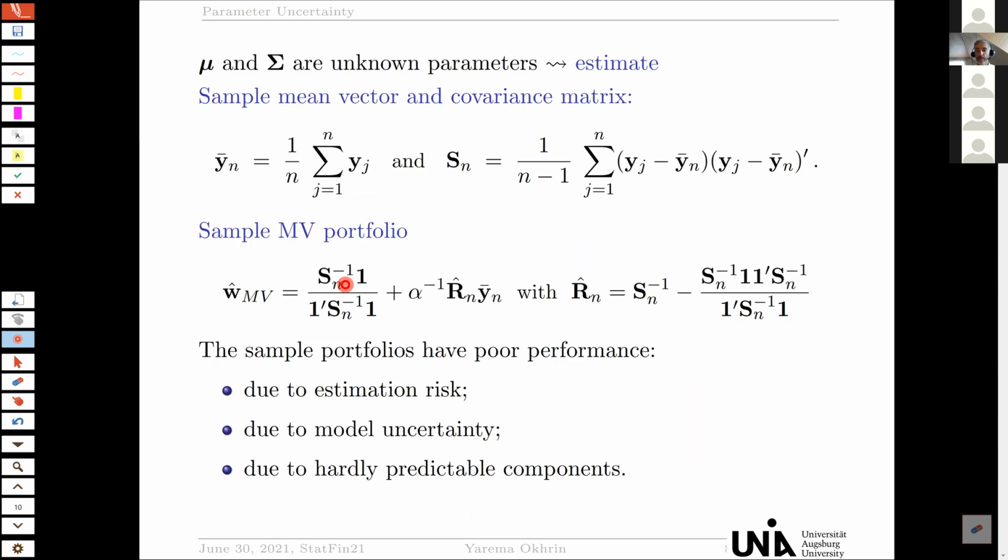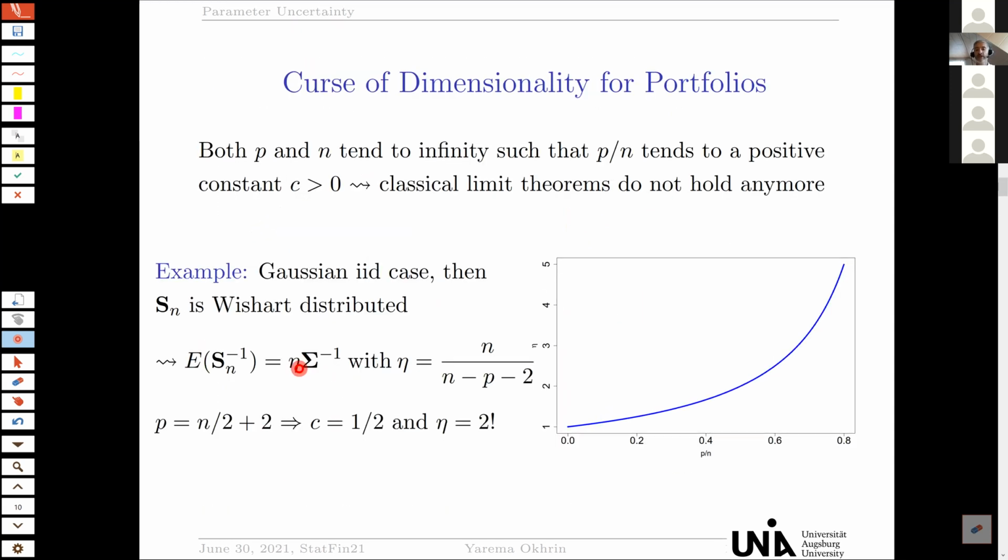that since the classical theorems do not hold anymore, the expectation of our inverse covariance matrix is some constant eta times sigma to the power -1. And this eta is a function of n and p. Just a very simple example: if our dimension is half of the sample size, so we have 100 days of daily data and 50 assets, then in that case our eta is going to be 2. So we have a multiplicative bias of 2 for our inverse covariance matrix. It means everything in the formulas before shall be multiplied by 2. So in fact, it is a very heavy bias.